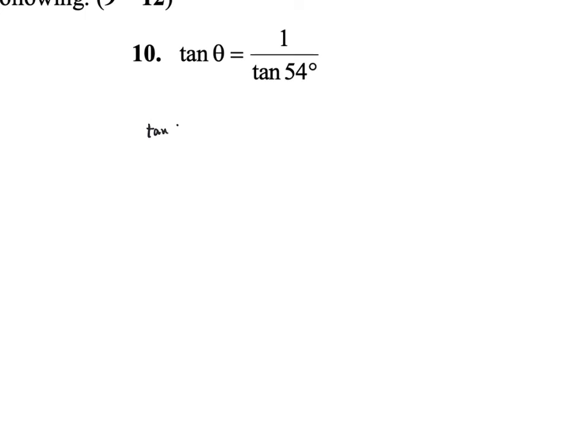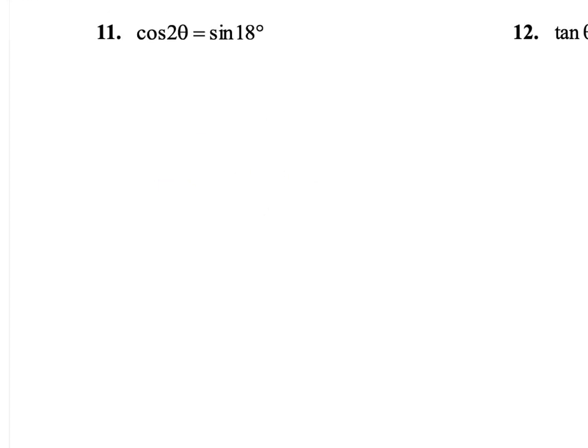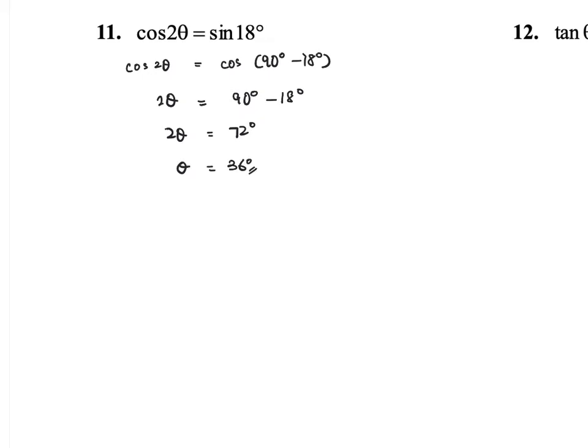So this one, you change it back. Okay, look like this one. So you have tangent theta equals tangent 36 degree. Okay, that's why you know theta equals 36 degree. With this one, you have cosine 2 theta equals cosine. And actually, when you change sine to cosine, you just add the 90 degree there. That's why you have 2 theta equals 90 degree minus 80 degree. 2 theta equals 72 degree. Theta equals 36 degree, like this.